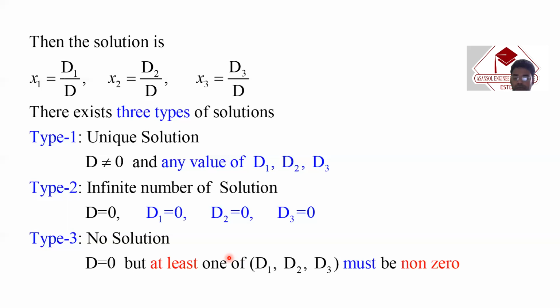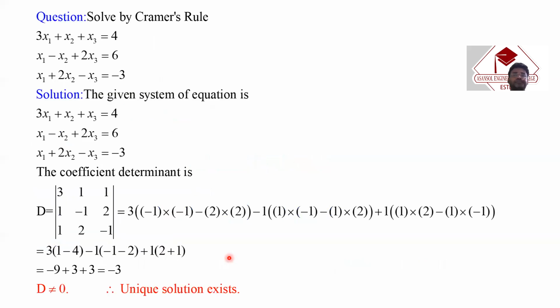Now try to understand with some examples. Solve by Cramer's rule. This is a system of linear equations. Why is it linear? How many variables do you have? Three variables, x1, x2, x3. Just check the variable power: x1 power is 1, x2 power is 1, x3 power is 1. That's why this is called linear. Why is it called a system of equations? Because there exists more than one equation. Clear? Now try to understand how to solve this system of equations by Cramer's rule.